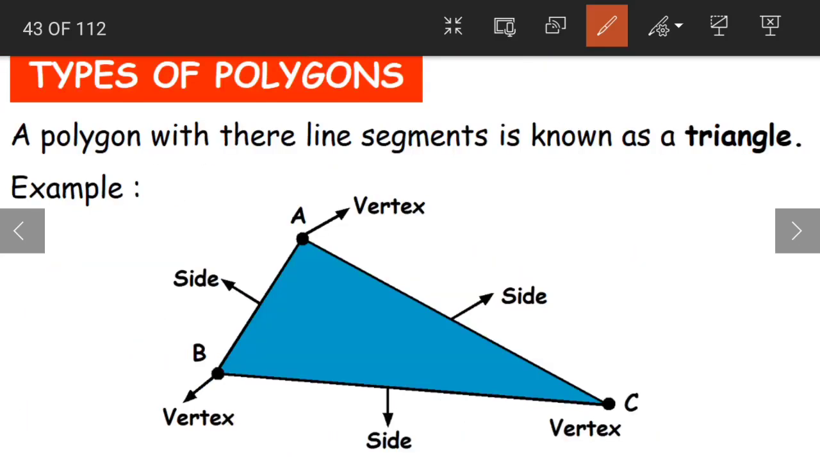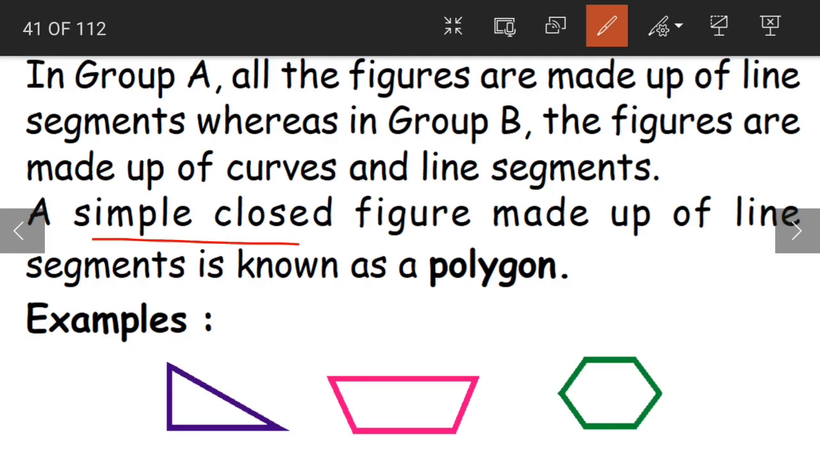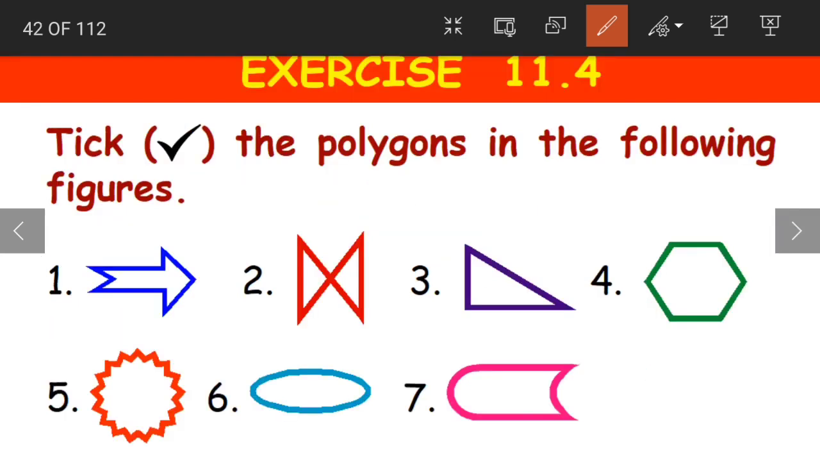What are the two conditions for a figure to be a polygon? First, it should be a simple closed figure, and the next is it should be made up of only line segments. Only then can we call a figure a polygon. So from the given figures, 1, 3, 4 and 5 are examples of polygons.